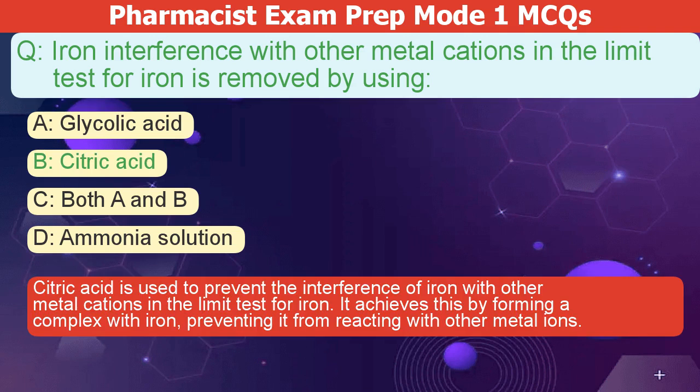The correct answer is B. Citric acid is used to prevent the interference of other metal cations in the limit test for iron. It achieves this by forming a complex with iron, preventing it from reacting with other metal ions.